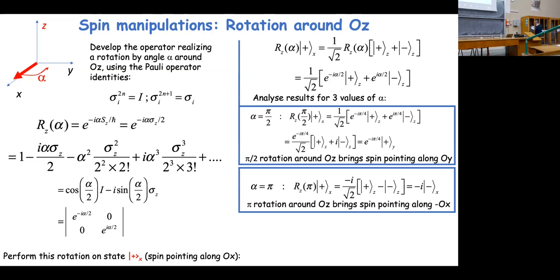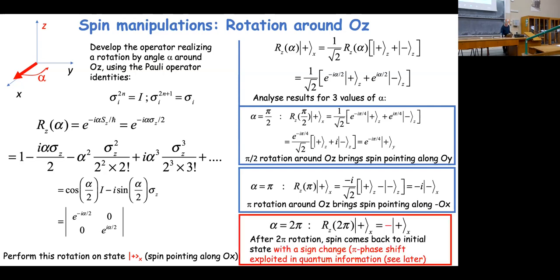The last rotation, which is interesting, is to make a 2 pi rotation. In ordinary space, if you had just an ordinary classical system, if you make a 2 pi rotation, you come back to the initial state. In quantum physics, if you make a 2 pi rotation, what you find is that the spin comes back in the same direction, but it gains a change of sign, the quantum state changes sign. You have a pi phase shift, e to the i pi, which is equal to minus 1. So a 2 pi rotation of the spin changes the sign of the wave function.